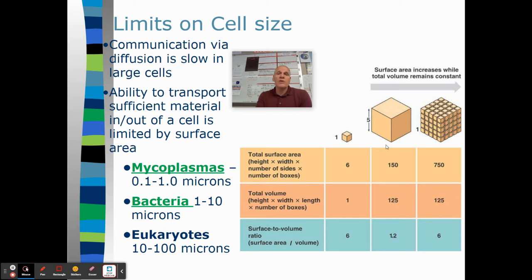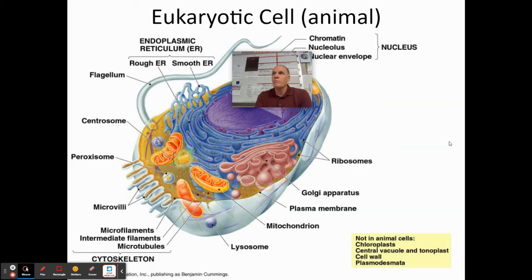So a large cell, a cell that was too big with too small of a surface area to volume ratio, would either die of starvation or drown in its own waste, which sounds absolutely disgusting. So that's the reason why surface area to volume ratio is so important.